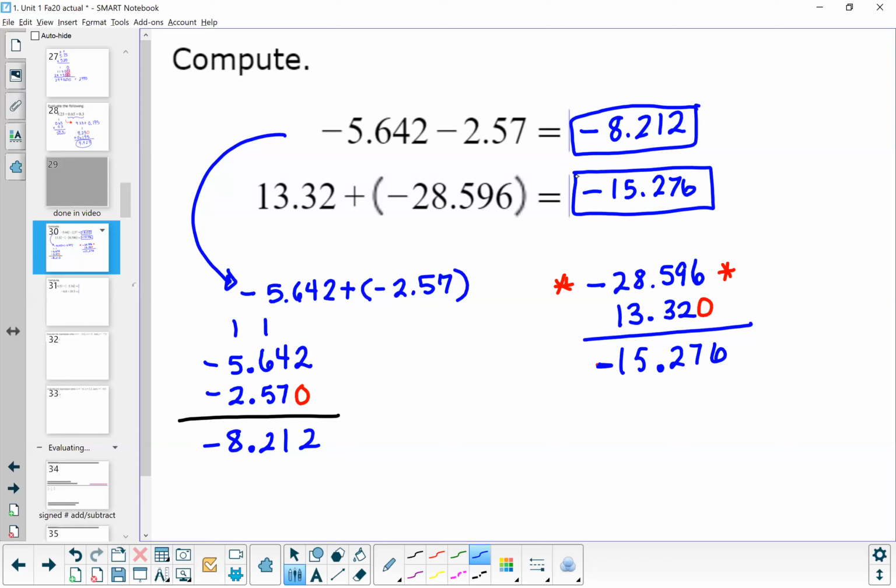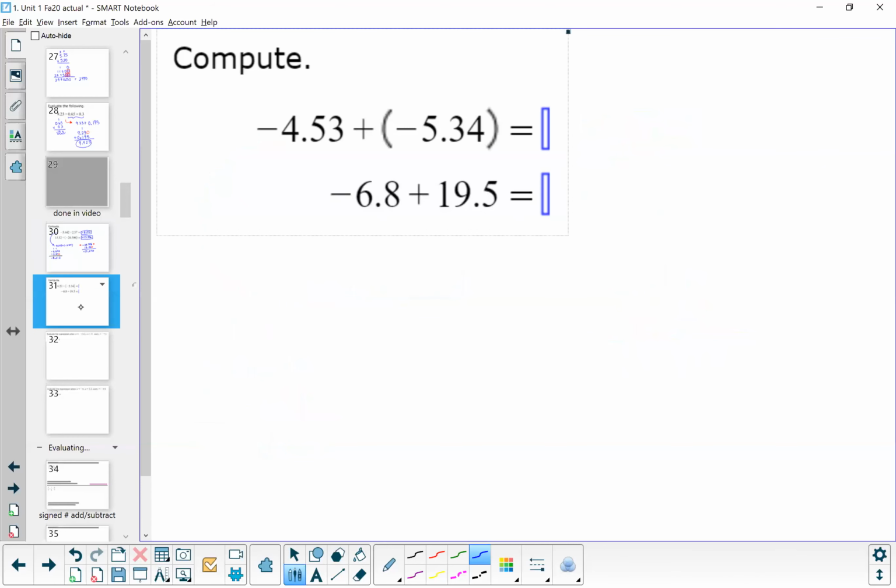Okay, let's try one more so you feel comfortable. All right, the first question we have, negative 4.53 plus negative 5.34. This question is great because we don't need to change this to an addition problem. It's already addition. And we can see that we're adding two numbers that are negative. So I'm going to line these up, negative 4.53 and negative 5.34.